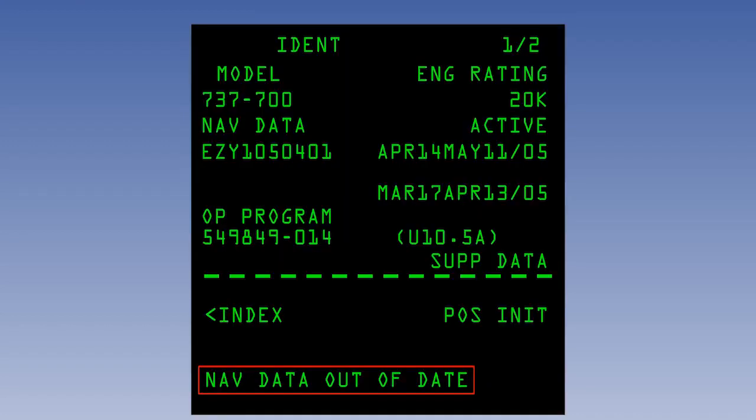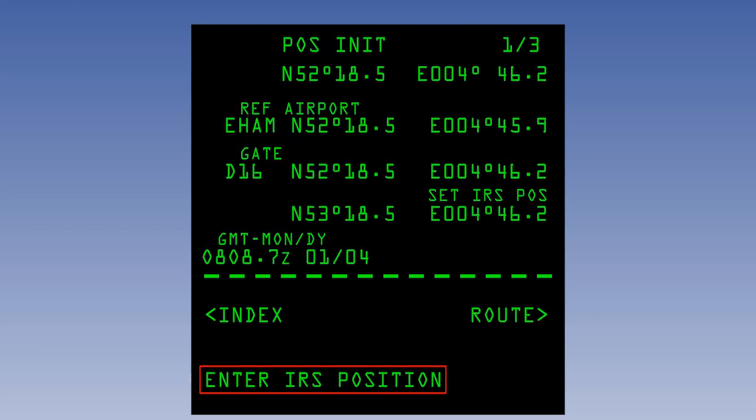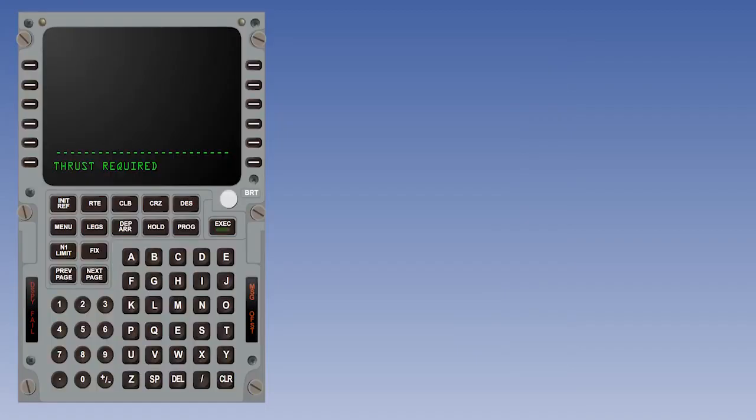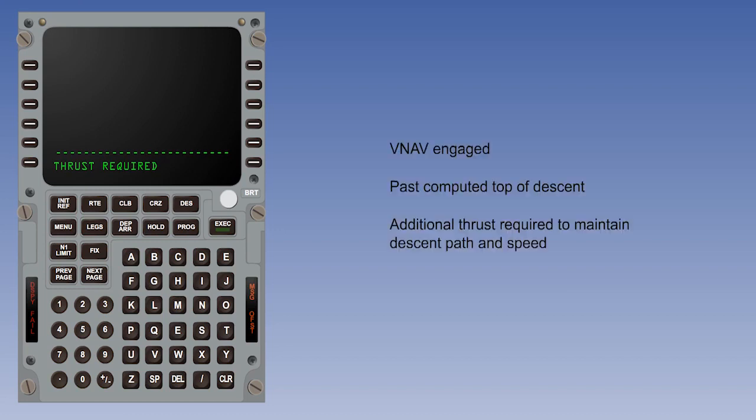You'll remember that alert messages have the highest priority, and they identify a condition which must be acknowledged and corrected by the crew before further FMC guided flight is advisable, or even possible in some cases. Advisory messages have lower priority and inform the crew of CDU entry errors or system status. Here is a typical alert message. Thrust required. It means that VNAV is engaged. We are past the computed top of descent, and additional thrust is required to maintain the required descent path and speed.